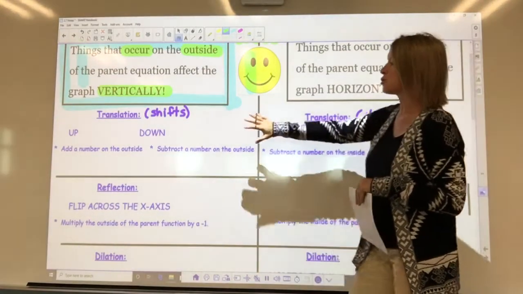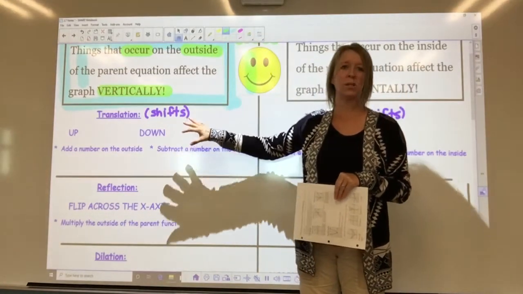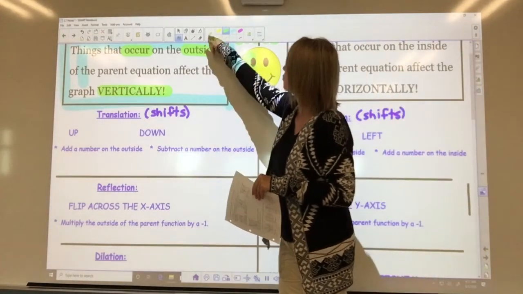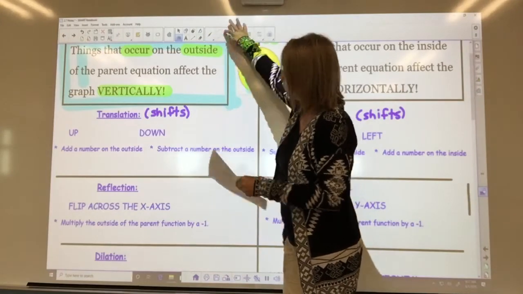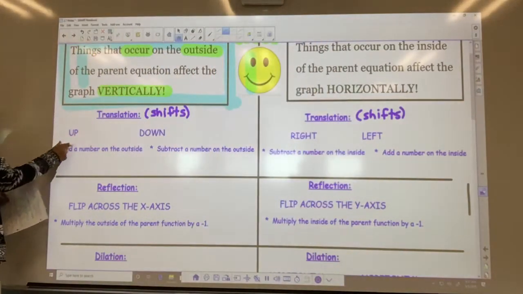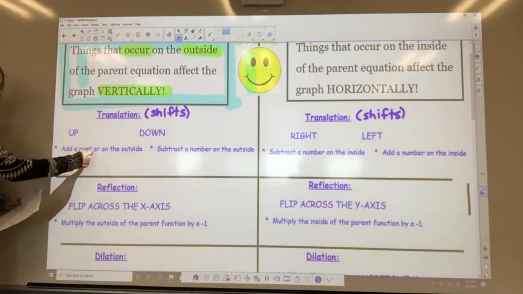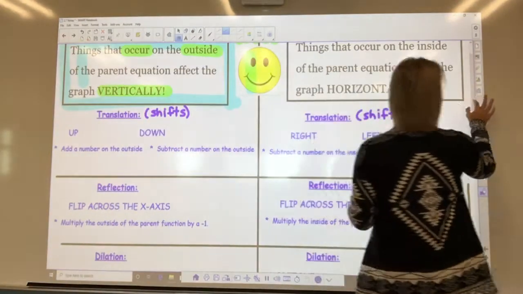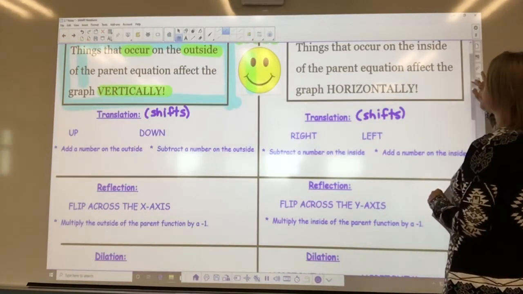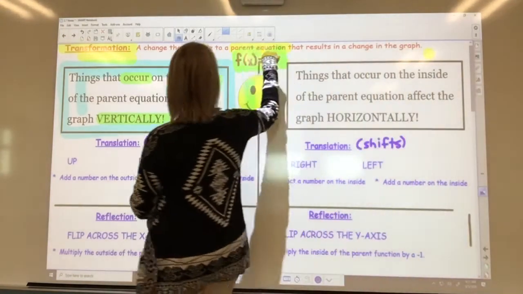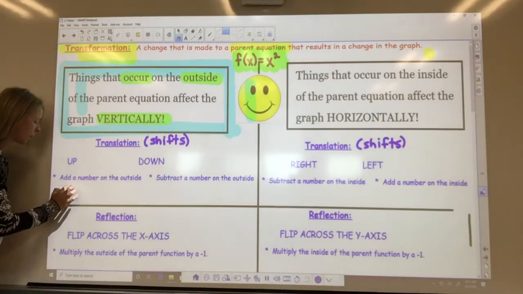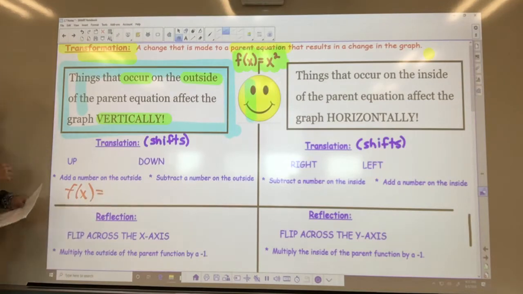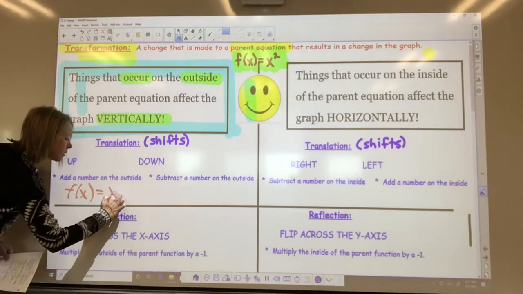Okay, and I want to first just talk about what are called translations, and these are essentially shifts. If you were going to make a shift up, here's what I'd like for you to write down. Right underneath here where it says up, it mentions you're going to add a number on the outside. Let me just scroll so we can still see our parent equation that I put up here. Right here's our parent equation. We're going to add a number on the outside. So I'm going to have you write f of x equals, and then let's just say x squared.